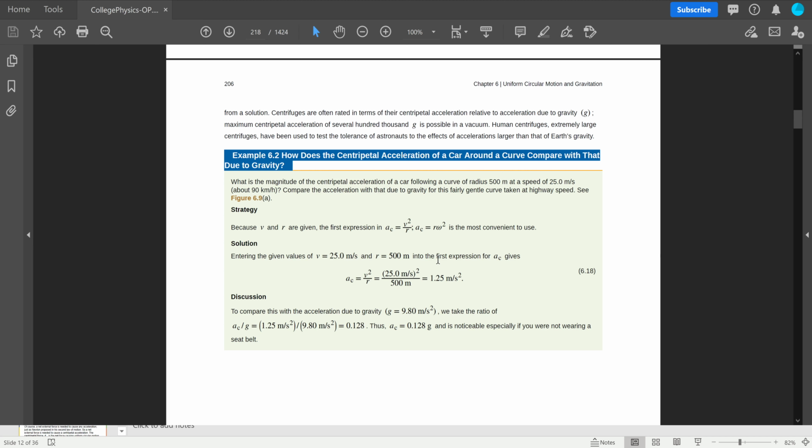But if we have to compare it to gravity, all we would do is divide that by gravity. So the ratio between the two would be 0.128. So our relationship due to gravity is 0.128 g. Here we don't have radians, we have meters per second because we're still talking about our velocity. If it was omega, if it was angular velocity, then yes, we would have radians per second squared.